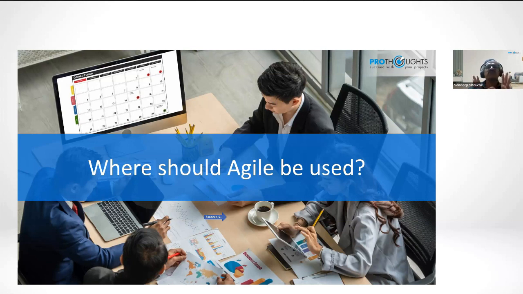I am torn in between. I'm a traditionalist. I did my PMP in 2003. I'm very old school in my thinking, but I do appreciate agility too. So I don't understand why they have to be always at loggerheads with each other. But what's your idea? Where should it be used? Where should it not be used?